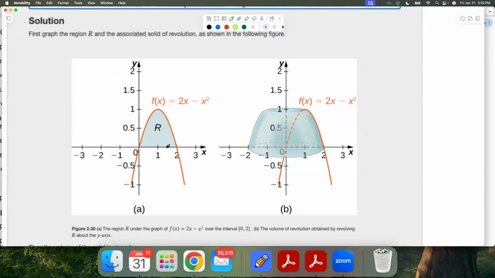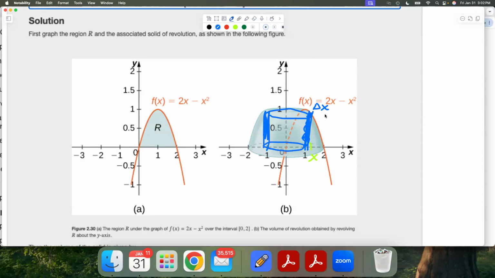If we use cylindrical shells, then we pick some x value here. Draw in my little rectangle that's going to get rotated around to build my shell. Has some thickness delta x. I'm integrating with respect to x. That gets rotated over to here somewhere. On the other side, I can try to draw what that shell will look like.